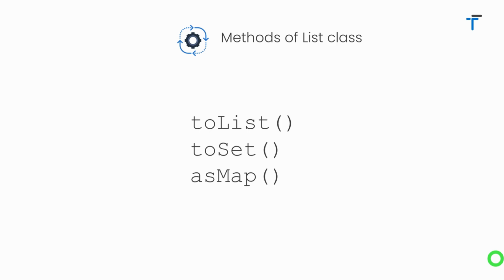List supports conversion methods in the form of toList, toSet and asMap. In many cases, you want to convert your list into a map or you want to convert your list into the form of a set. So these conversion methods are really helpful in Flutter development to convert your values into a specific type.